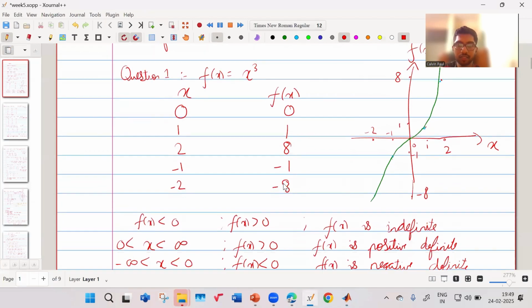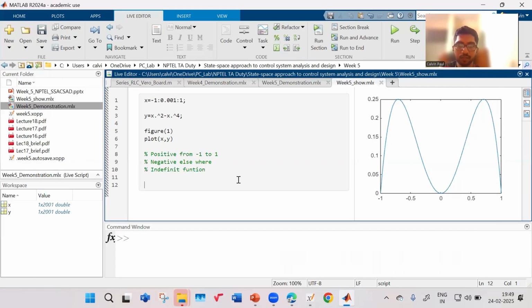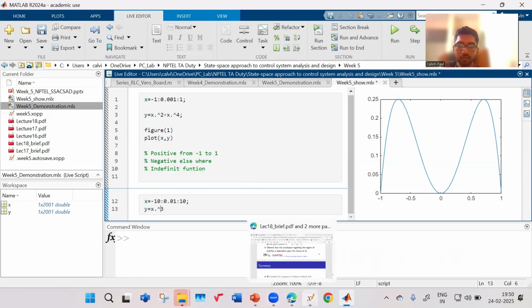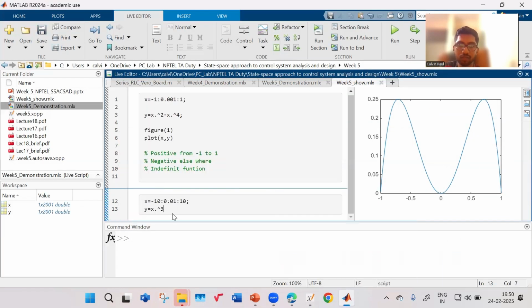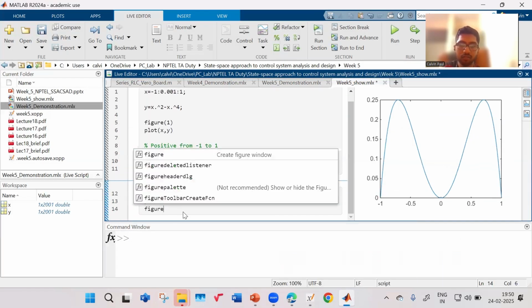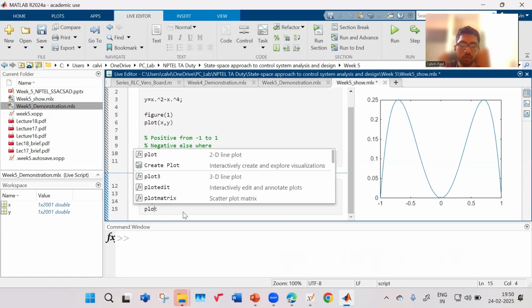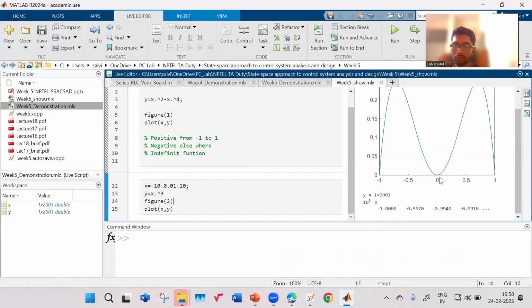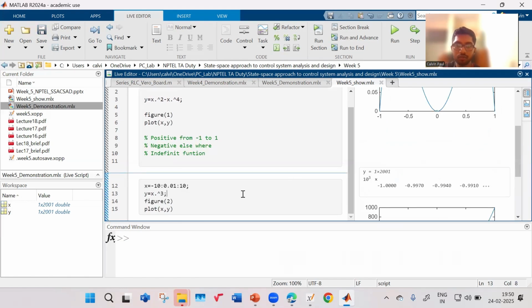Next, what have we considered? f of x equal to x cube. For the next part, I will vary x from -10 to 10 with step 0.01. y equals x raised to 3, so this is my x cube. Now let us say figure 2, I plot x comma y. Let me run this section. Okay, so this is the plot.